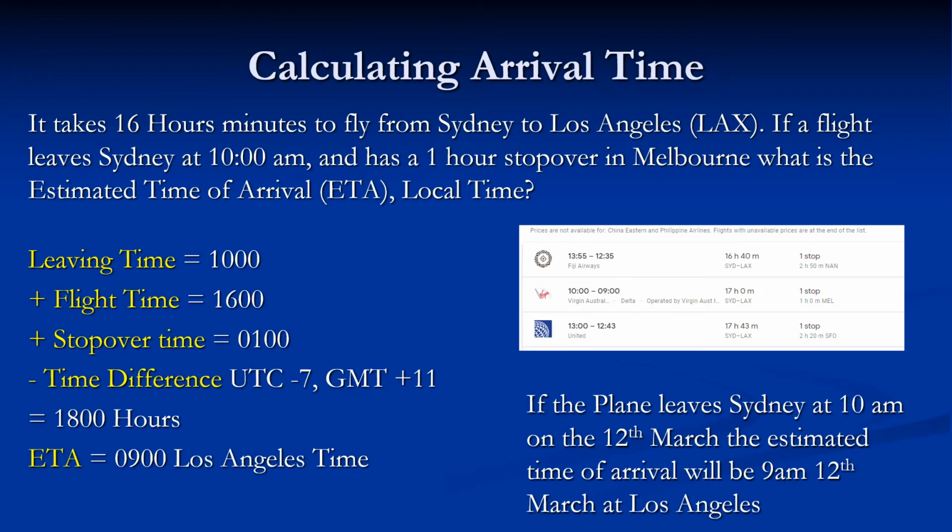Let's have a look at this one. It's going to take 16 hours to fly from Sydney to Los Angeles Airport. So that's LAX, the famous one. You might remember that. Now, if a flight leaves Sydney at 10 a.m, it has an hour stopover in Melbourne, what is the estimated time of arrival? And that's local time. So our leaving time in this case is 10 a.m. So that's what you can see here. 10, that should say a.m. I'll fix that up soon.